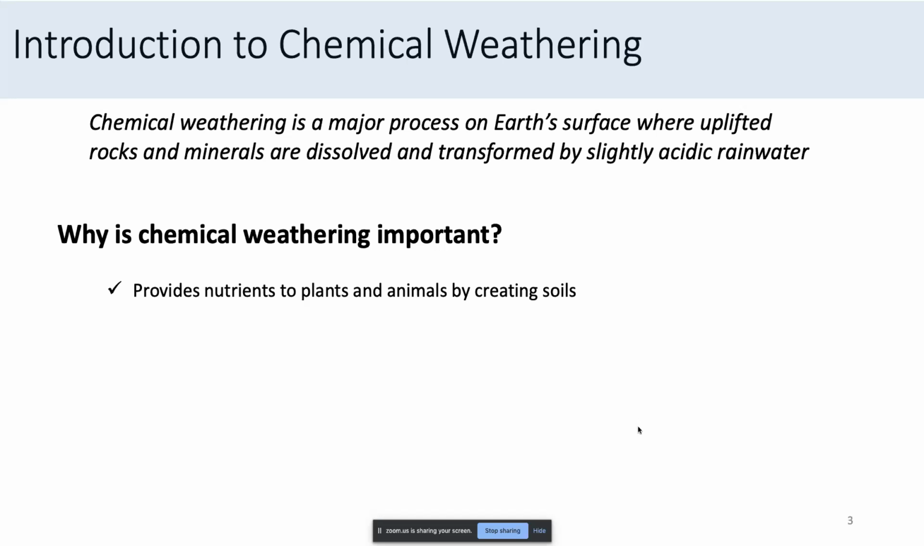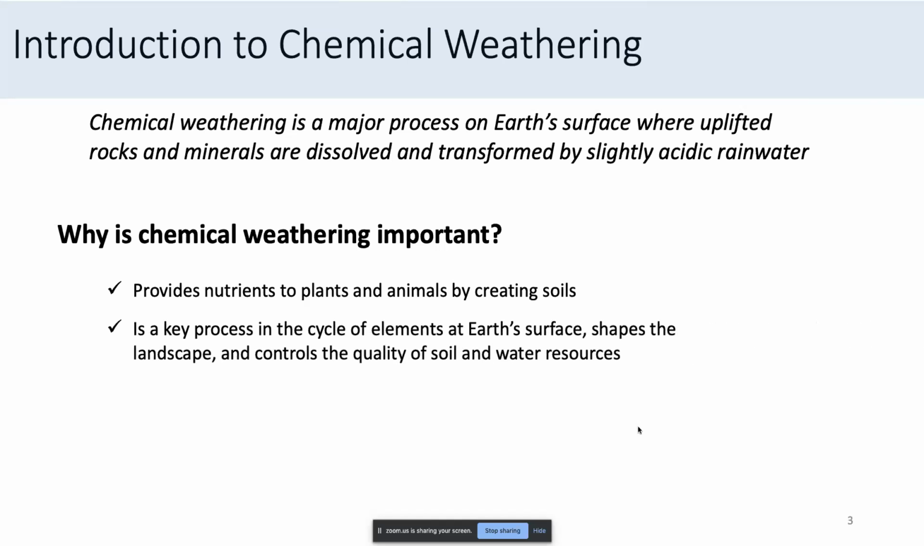So why is it important? Most importantly, it provides nutrients for plants and animals by the creation of soil. That's a big one, especially here. Everything really depends on soil, as you know. So studying chemical weathering and its processes gives us information about soil formation. Secondly, it's a key process in recycling elements on Earth's surface.